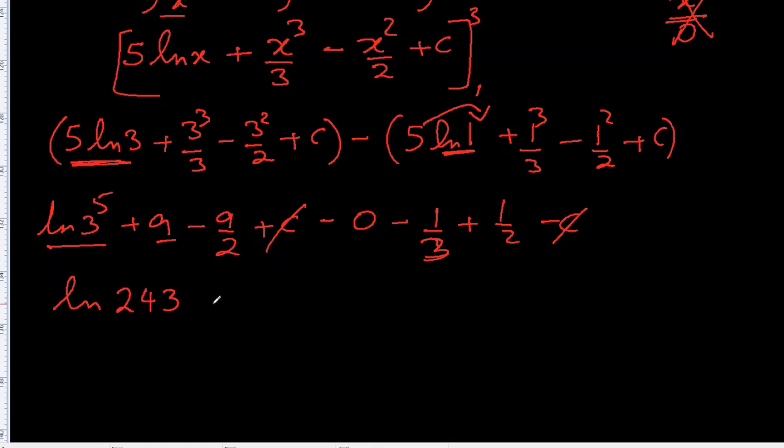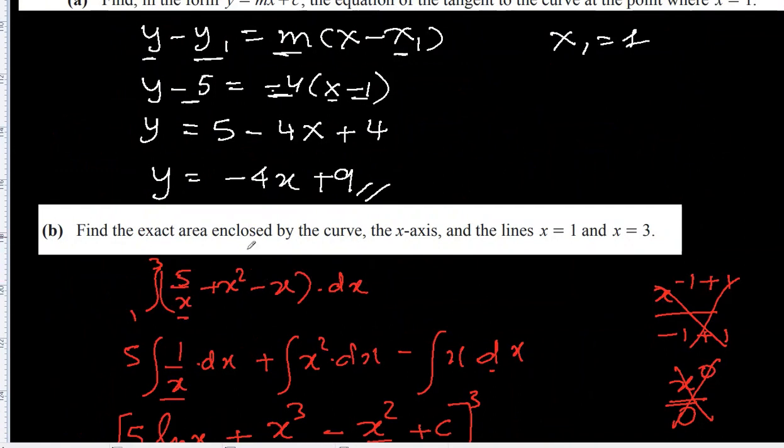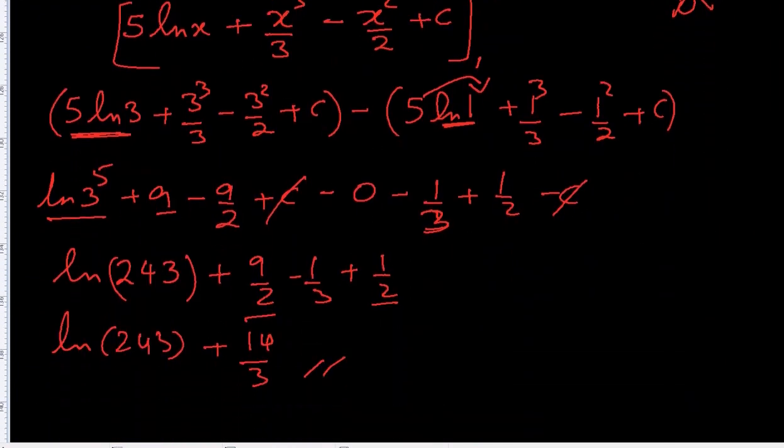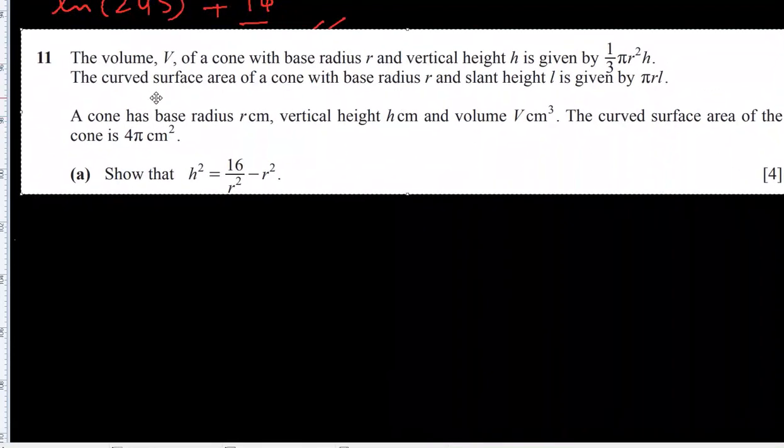Then 9 minus 9 over 2 will be 9 over 2 again, minus 1 over 3 plus half. Okay, 9 over 2 and 1 over 2 will become 10 over 2, which is 5. So ln 243, let's separate this by bracket. 5 minus 1 over 3 will be 14. 5 times 3, 15, 15 minus 1, 14 over 3. That's it. Are they saying exact area? Exact area, yes. So this will be the exact area.